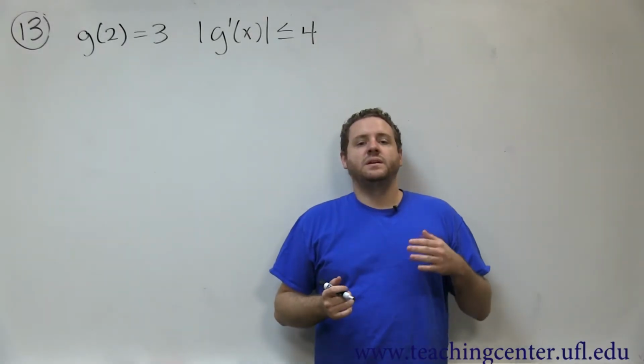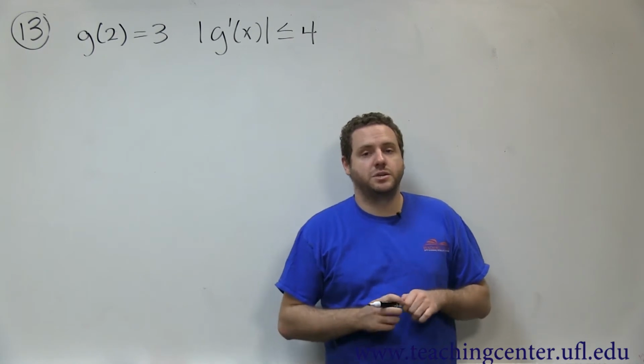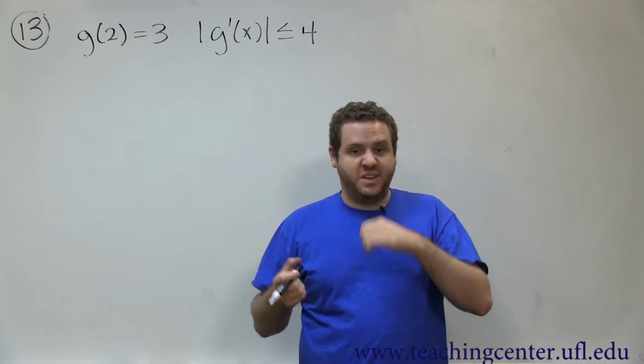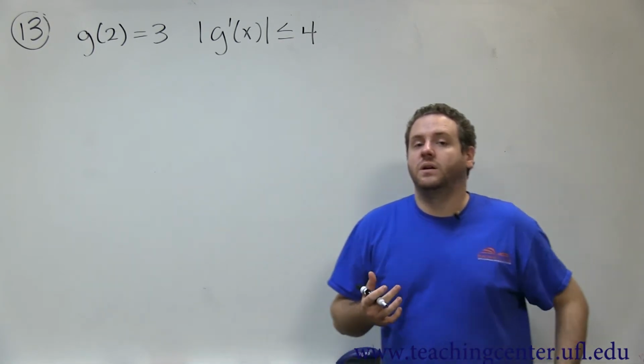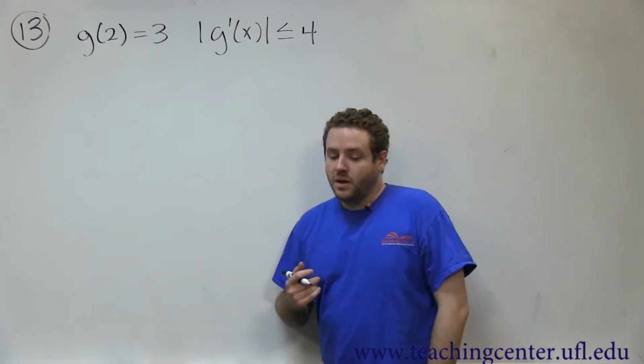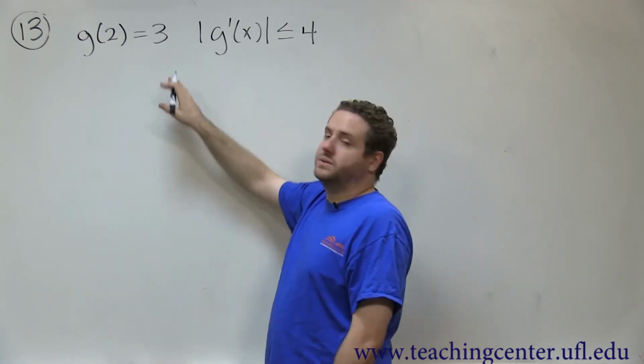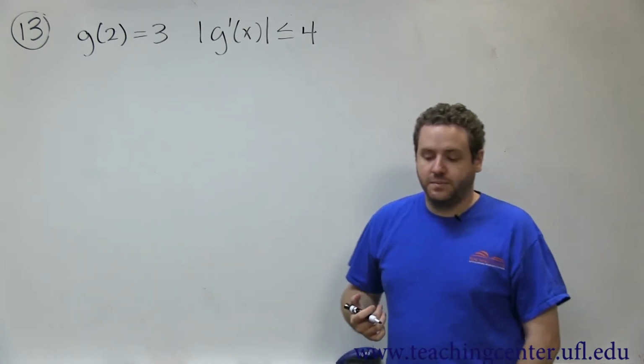Problem number 13 is a highly conceptual question, but one that is often tested. There's not a lot of math to be done here, but it's sometimes confusing what you actually need to do. So we have some function g. We don't know what it is, but we know that g of 2 is 3. So the point (2, 3) is on the graph.